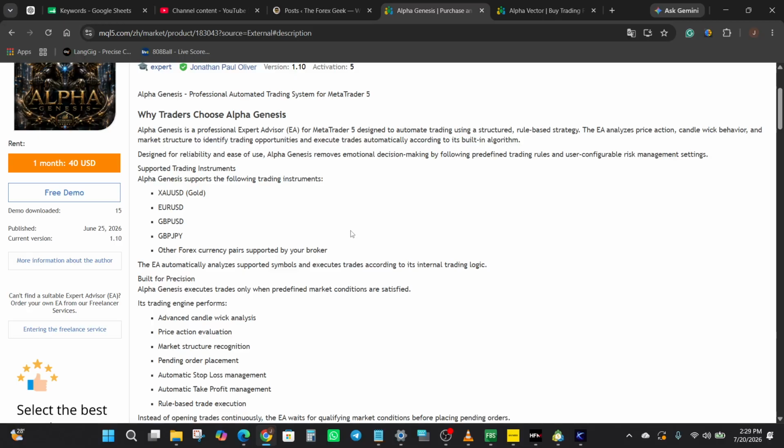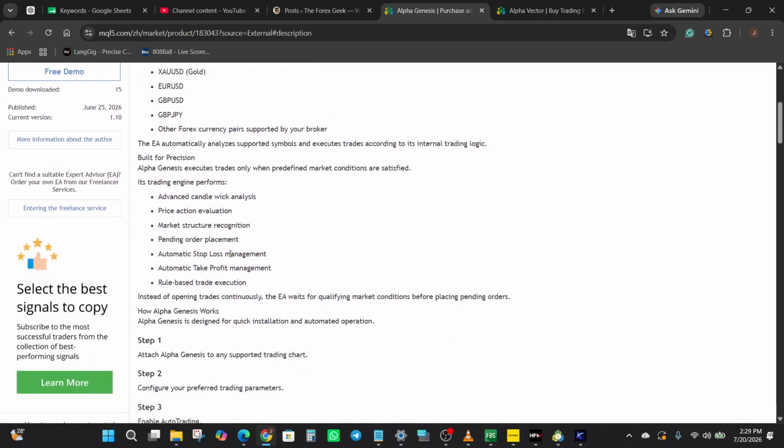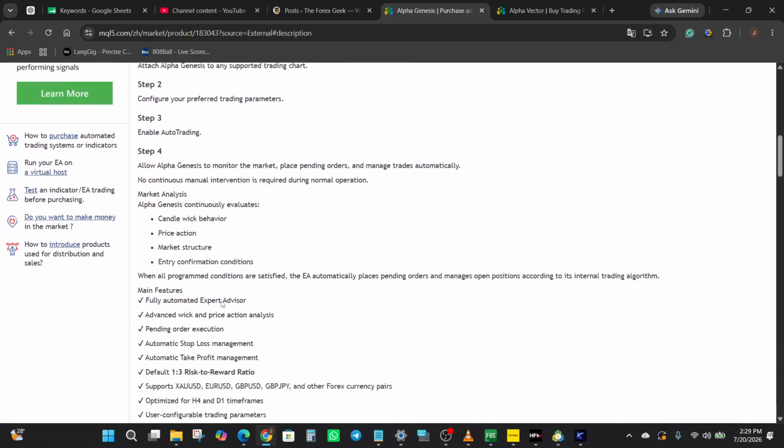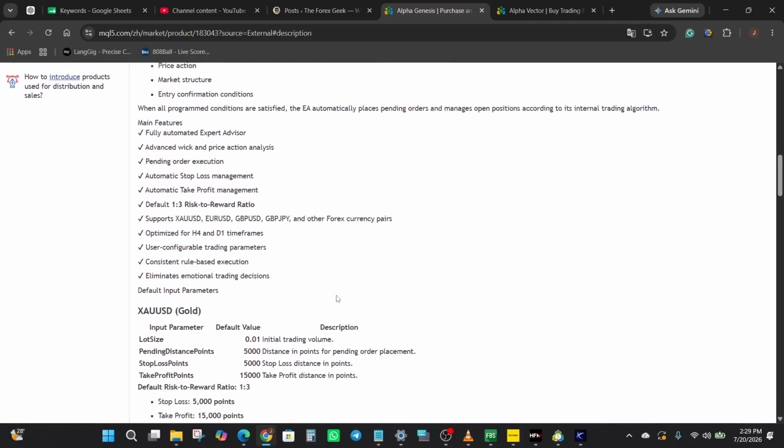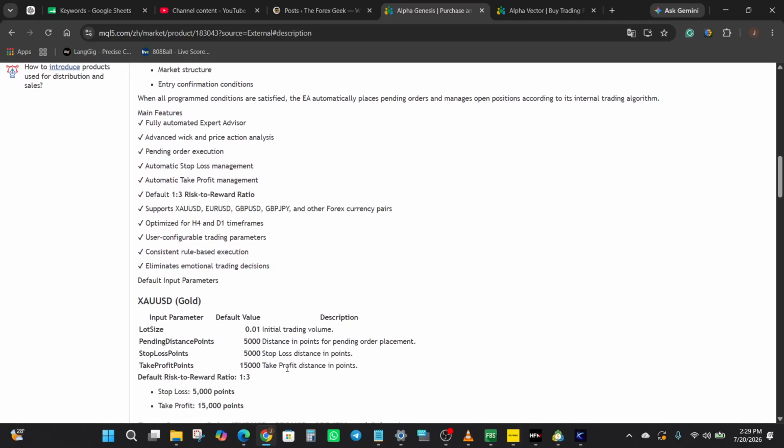Okay, so one feature that stands out is the default 1 to 3 risk to reward ratio. On gold, the default configuration uses a 5,000 point stop loss and 15,000 point take profit, while forex pairs use proportionally smaller values. Of course, these settings are fully configurable, allowing traders to adjust them accordingly to their own risk tolerance and broker specifications.